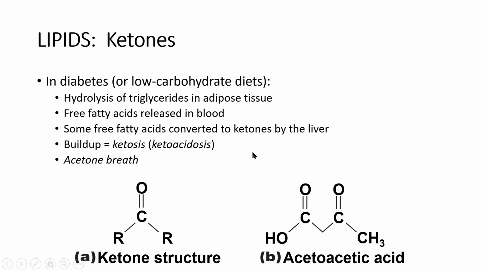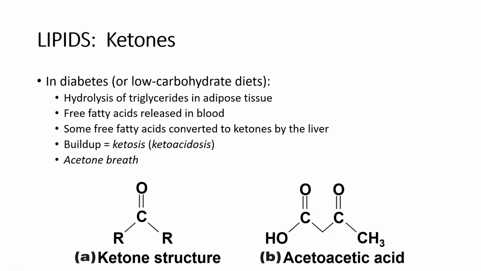All right, the third class of lipids, or I'm sorry, the second class of lipids here are ketones. Now, ketones are basically byproducts of fat metabolism. They become particularly important for diabetics or for persons on low carbohydrate diets. If you think about it, and I think this is kind of big in the media now, ketogenic diets, or diets very low in carbohydrates, also tend to generate lots of ketones.